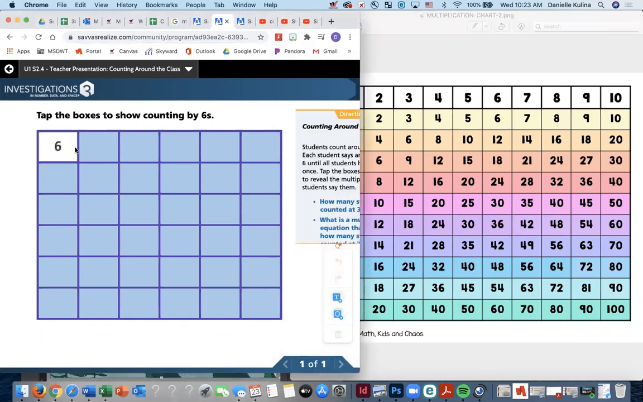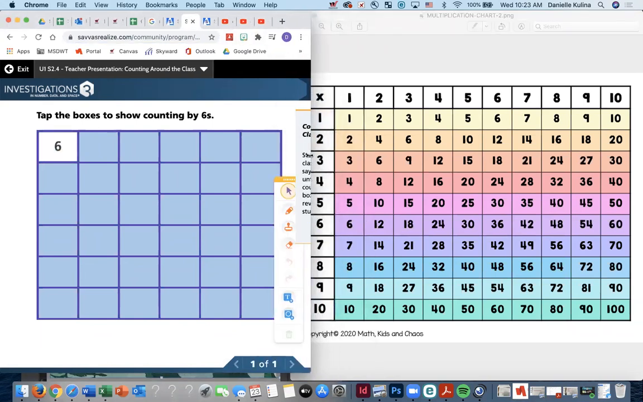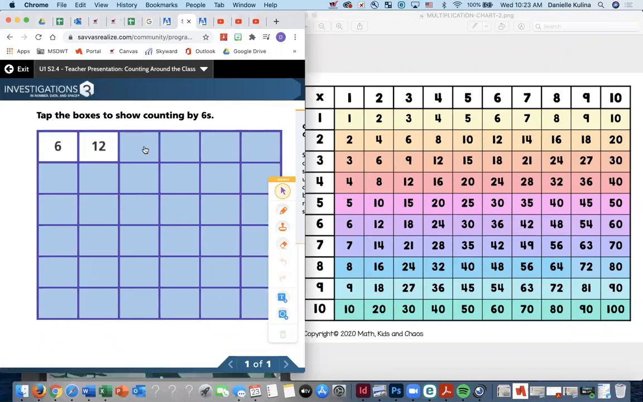6, 12, 18, 24, 30, 36, 42, 48, 54, 60. All right, who thinks they could tell me what this number is going to be?